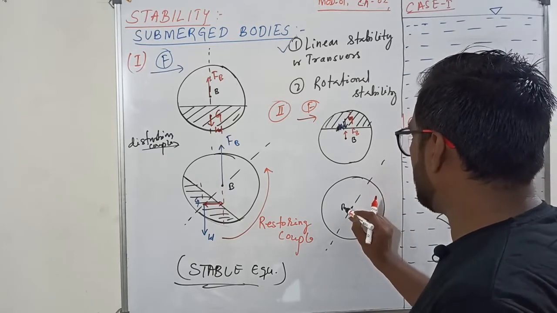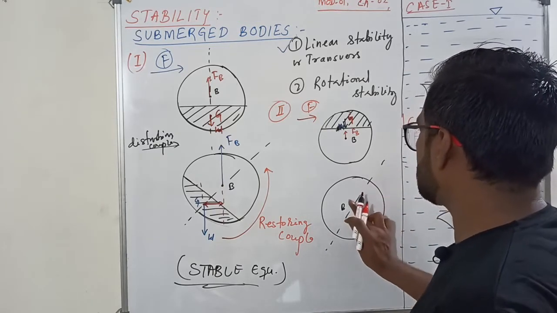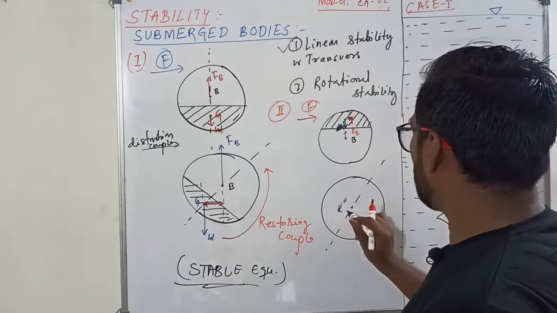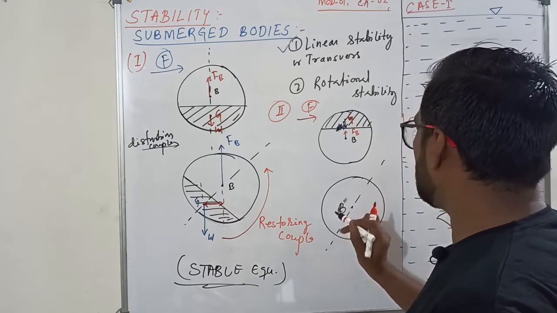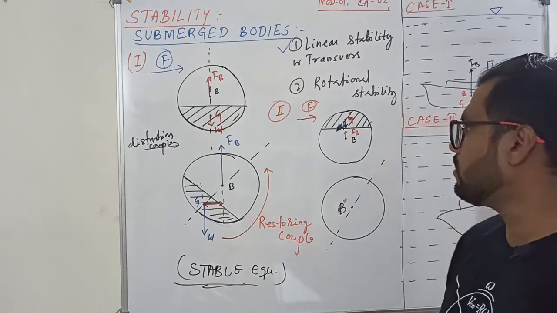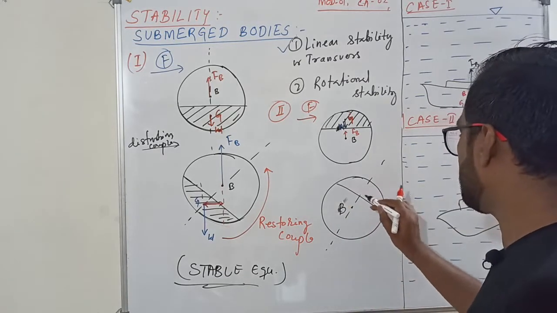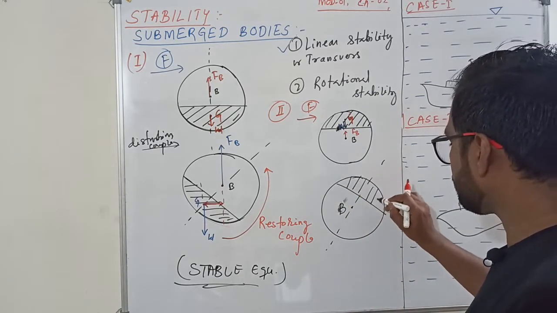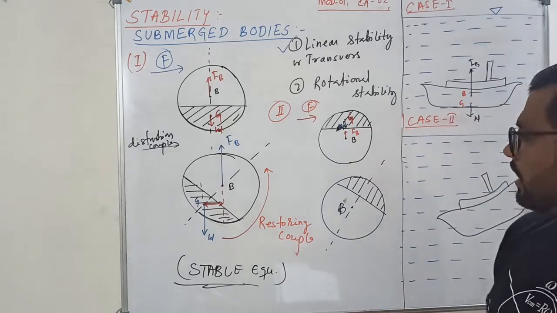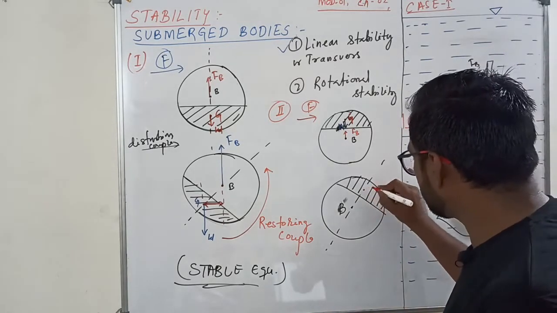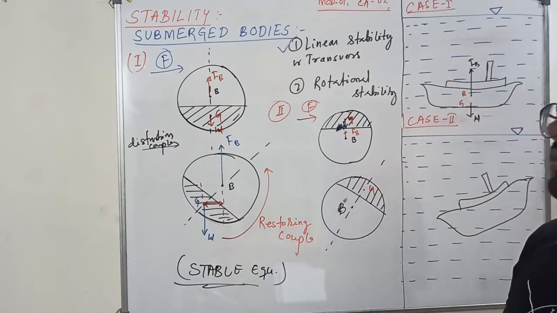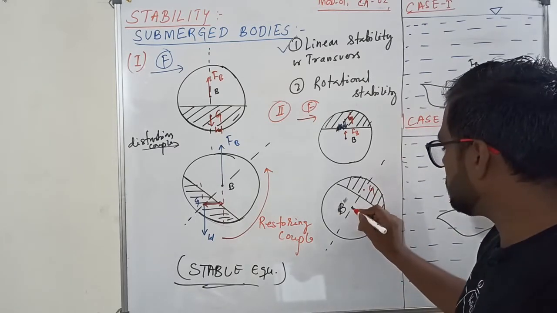The center of buoyancy won't change. Why? For a submerged body, the center of buoyancy is the center of the displaced volume. I am telling you a hundred times, remember. Now, this is your CG, the center of gravity, and this is the center of buoyancy.